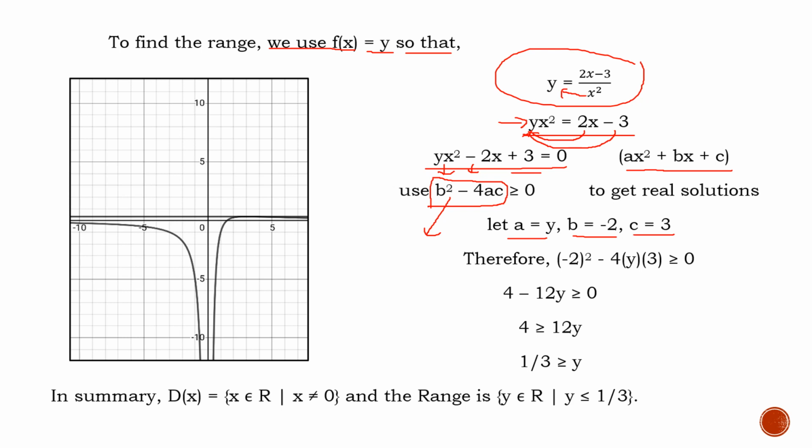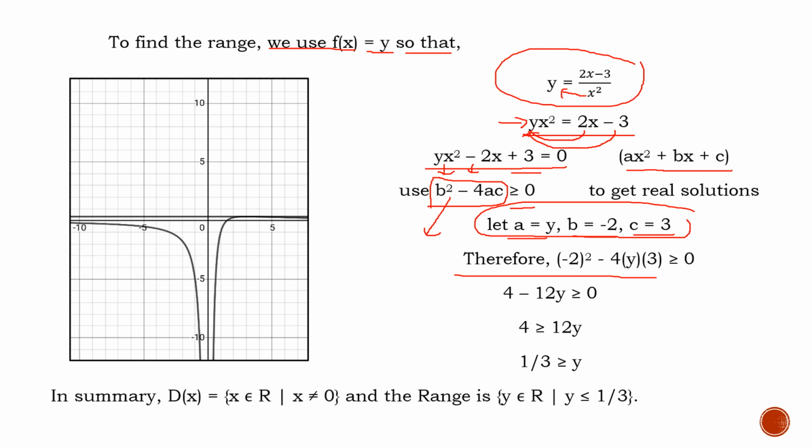So again, when you're being asked, what is b squared minus 4ac? That is the discriminant from your quadratic formula. And we need to satisfy that it is greater than or equal to 0. So therefore, once we substitute these given values, a is equal to y, b is equal to negative 2, c is equal to 3, then this is your assumption now.